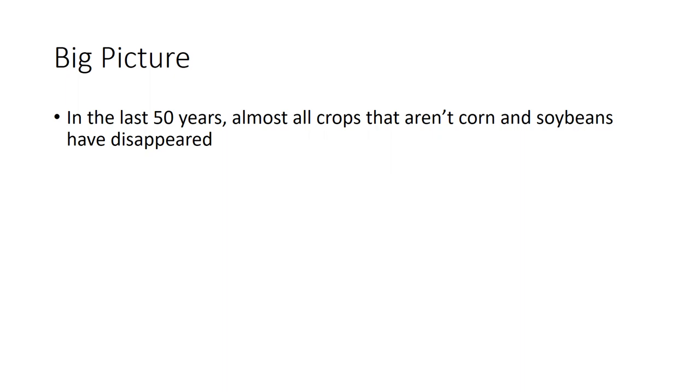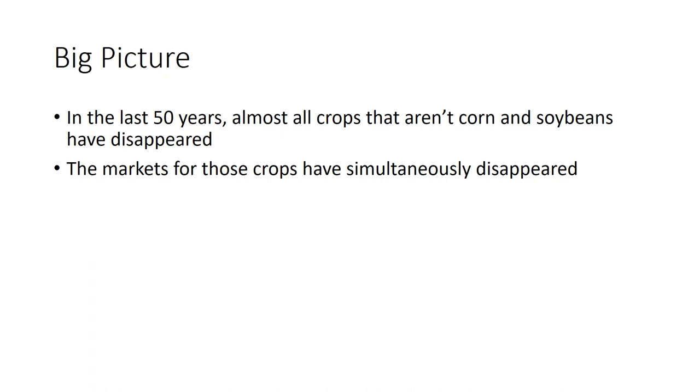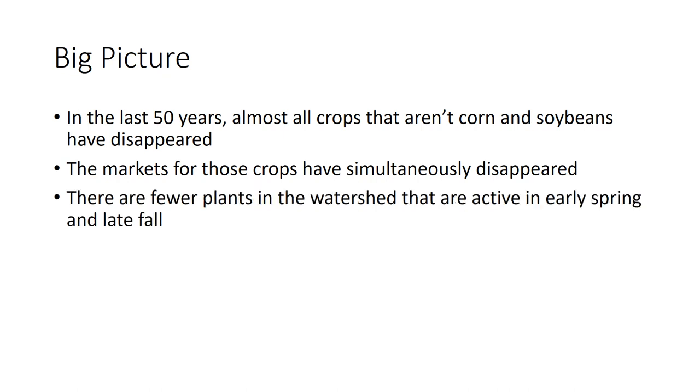Now, backing up, for the big picture, in the last 50 years, pretty much all the crops that aren't corn and beans have disappeared. As a result, there isn't a market for any other crops. The only market is really to take your grain to the local elevator, and the only things you can market there are corn and soybeans. There isn't as much demand for, say, forages. There's not demand for other cereal crops or vegetables or anything. The only two things in the show there are corn and soybeans.